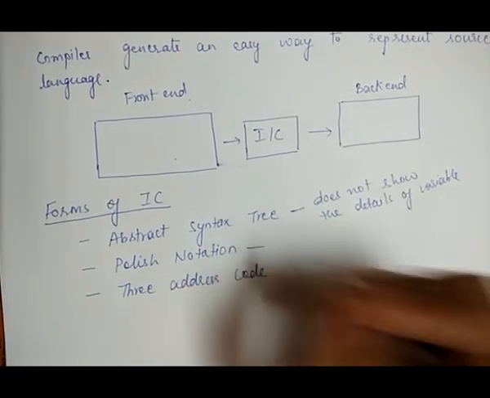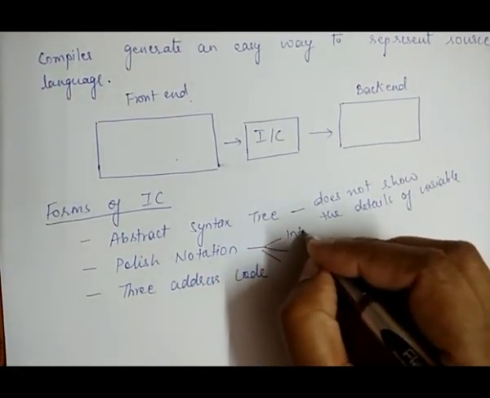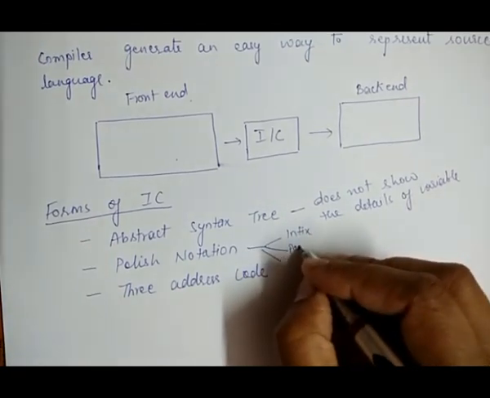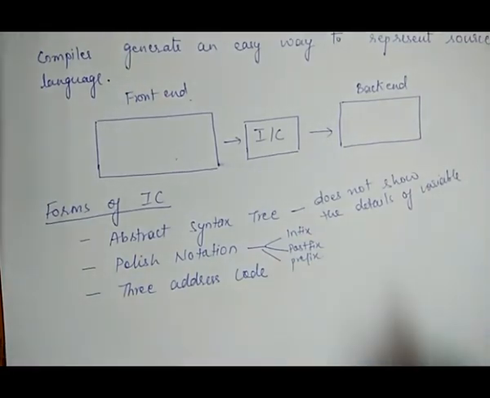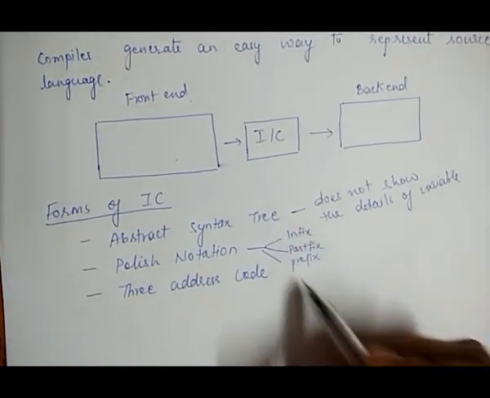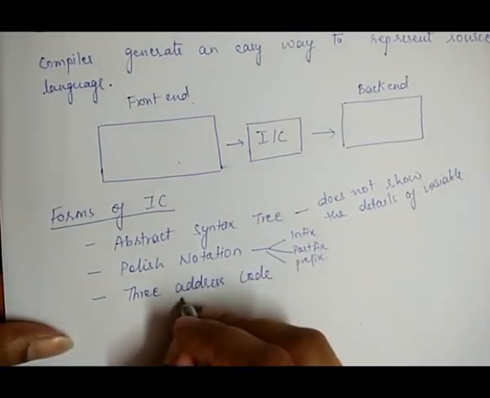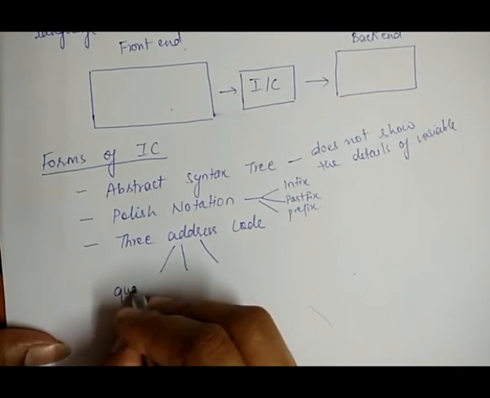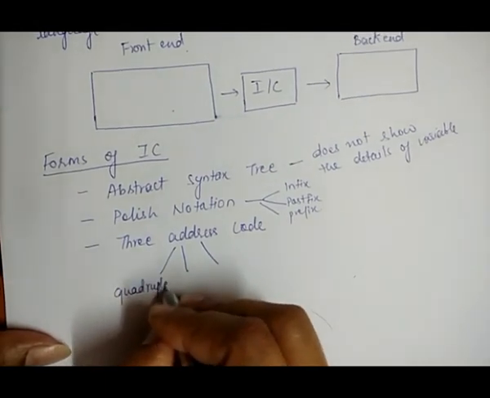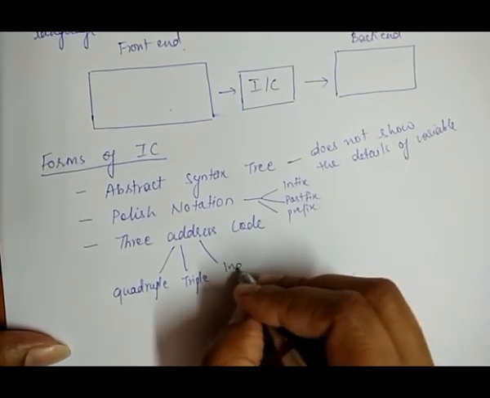In polish notation, as we already know, there are three types of notation, that is infix, postfix, and prefix. We will discuss all these polish notations in our next video. And in three address code, there are three ways of representation: one is quadruple, second is triple, and third is indirect triple.